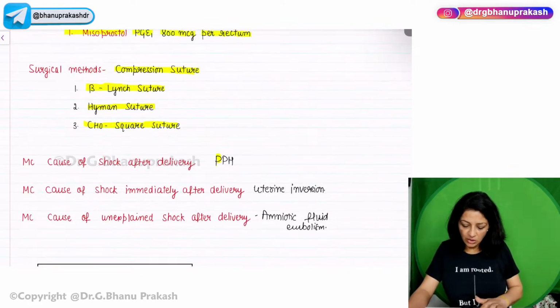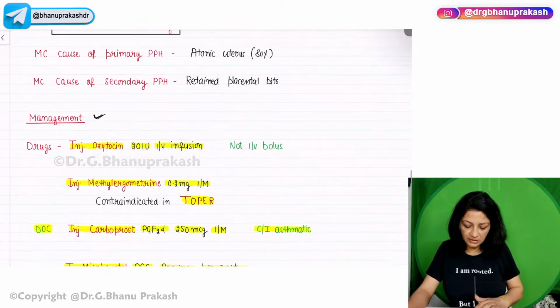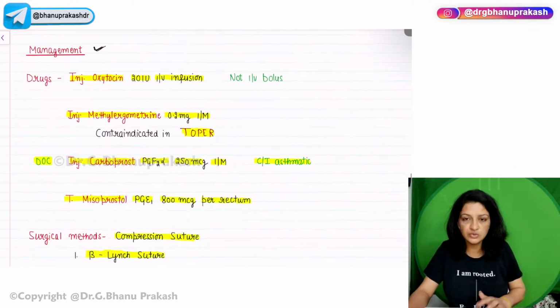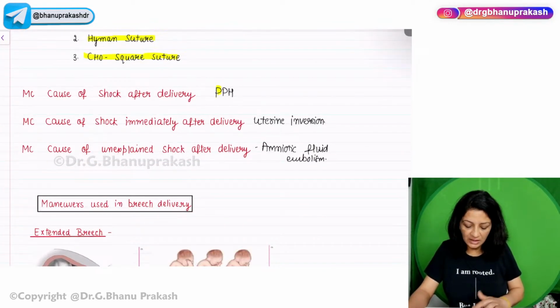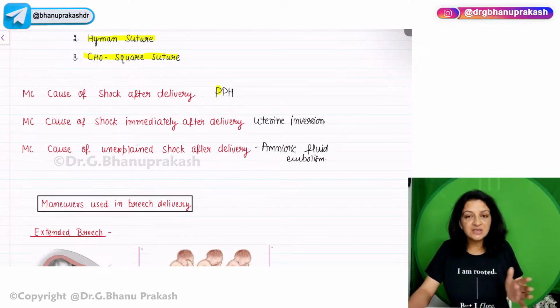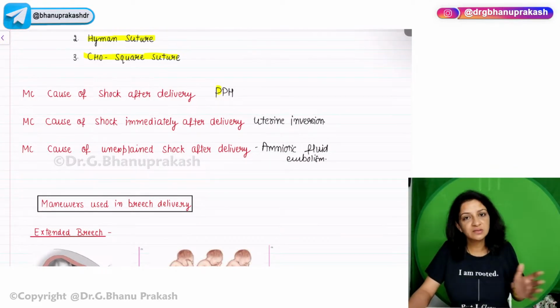So this is all about postpartum hemorrhage. Most common cause of primary PPH, secondary PPH, management of postpartum hemorrhage, and one-liners. Now questions. Most common cause of shock after delivery is PPH. Immediately after delivery is uterine inversion, and unexplained shock, within 15 minutes after delivery, that is amniotic fluid embolism.